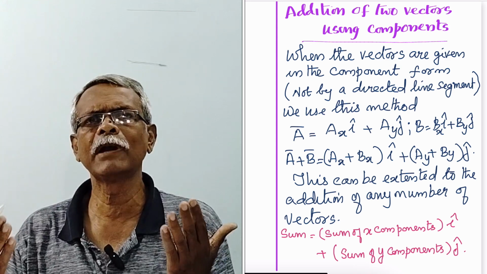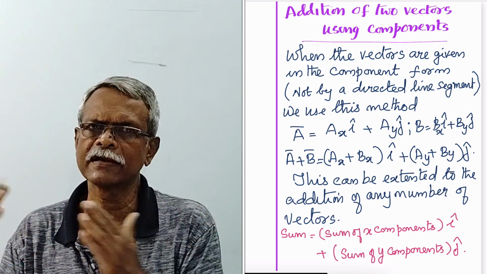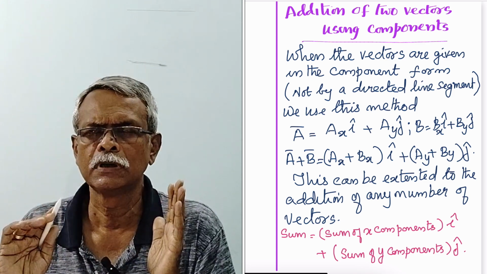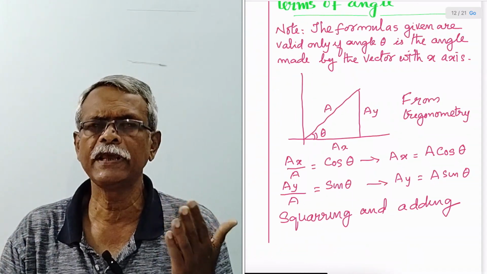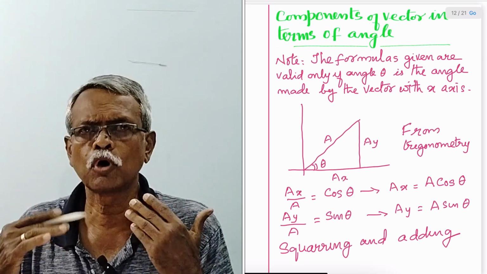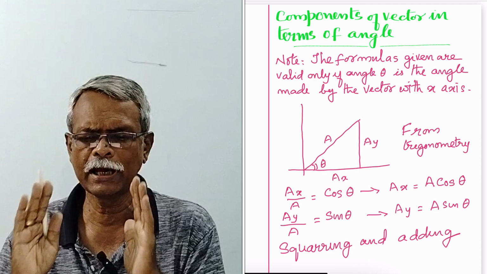They can also be multiplied, but the multiplication we will see in a later section, not now. When we learn the work, energy, power chapter, we will see the products between vectors. Now we are not handling products, we are only handling sum.